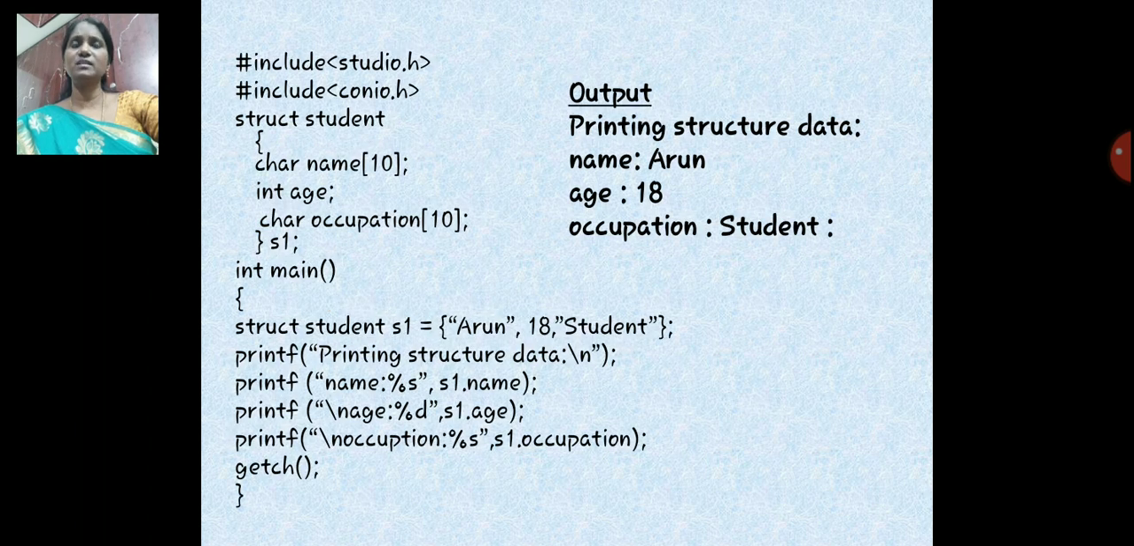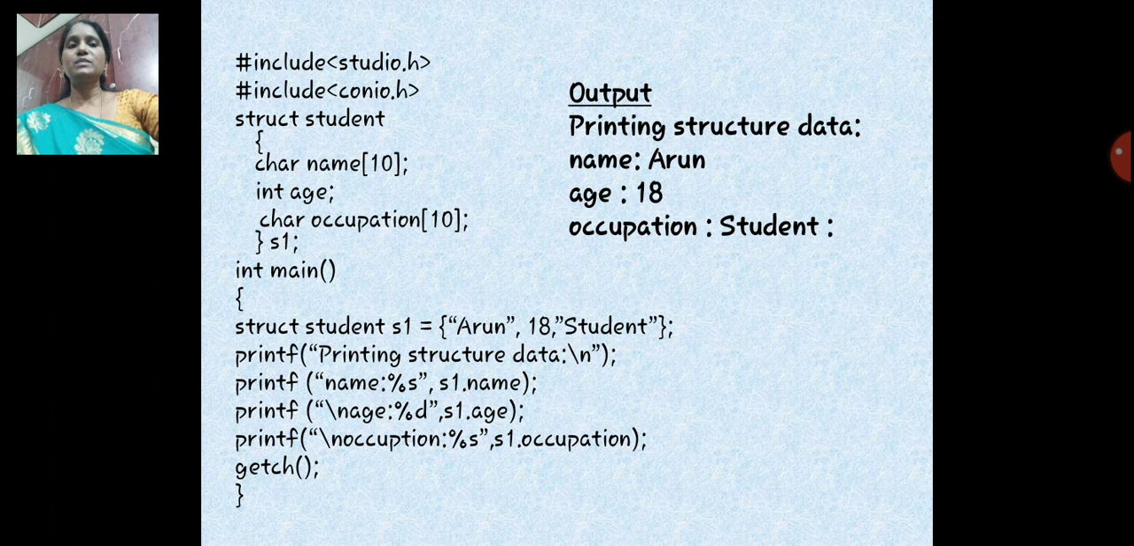See, in this example, the same structure is created, and inside main we are initializing the structure data, right? So it is done as, see the first line of the main function, struct student S1 equals Arun, 18 and student. So what is student? Student is the structure name, and S1 is what? It is nothing but the structure variable we have already created, right?